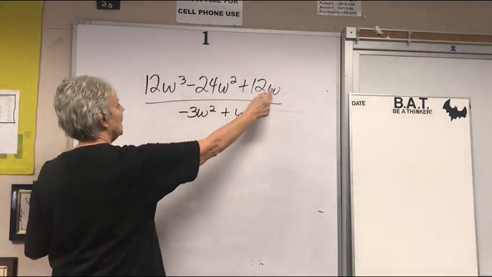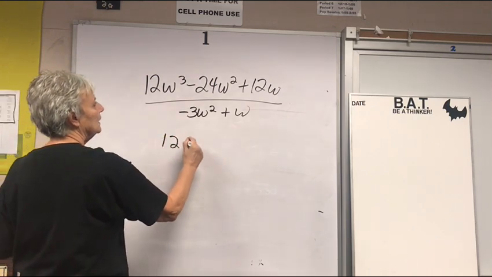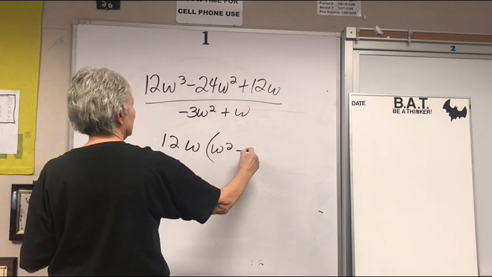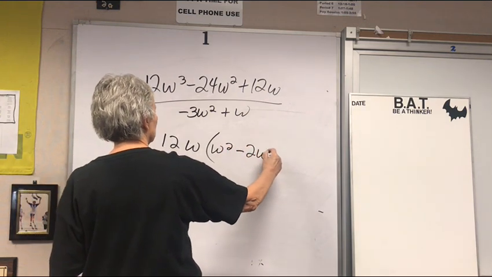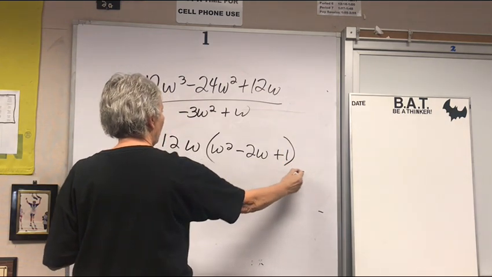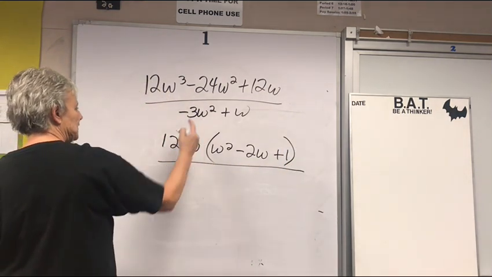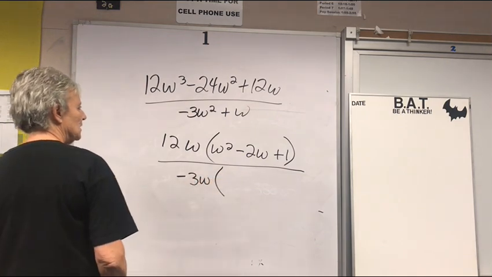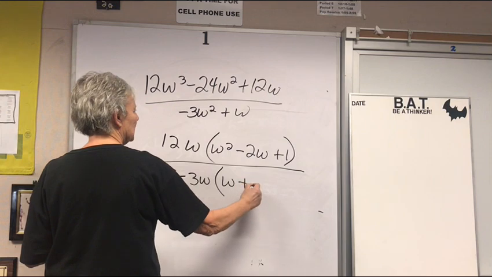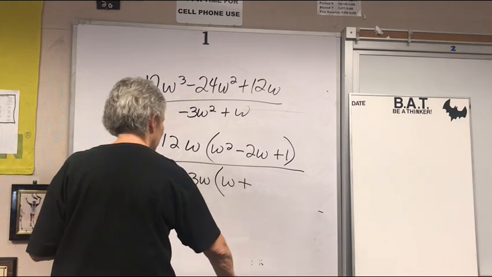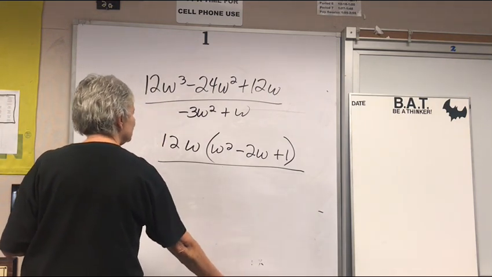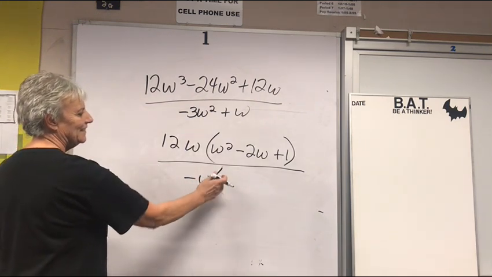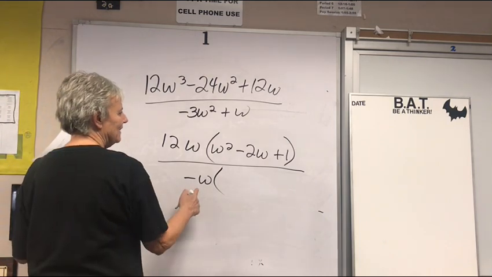So, greatest common factor here looks like 12w times w squared minus 2w plus 1, all over, let's factor that, negative 3w times w plus, that's not right, negative 3w is not the greatest common factor, negative w. If you didn't make it negative, then you got a negative in there and you've got to fix it anyway. So I'm taking it out now.